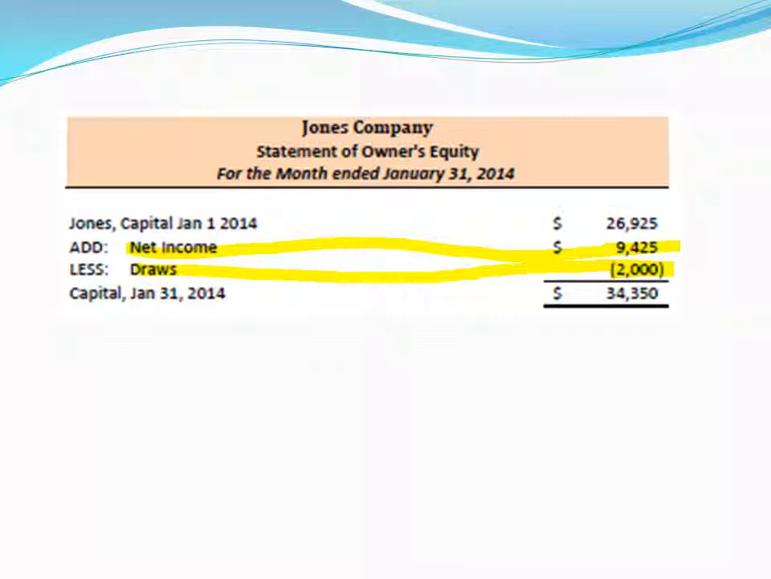It shows us here that our equity increased $9,425 because of profitability. And it decreased $2,000 because of draws. That's money the owner took out. It's not business expenses that are paid, but the money the owner took out for personal use. And so we can see not only how equity changed, but why it changed. And that's very important as part of the overall picture.